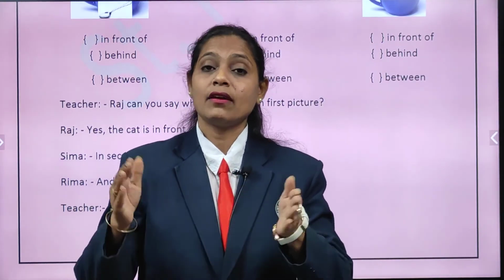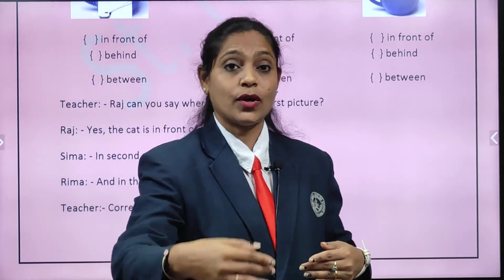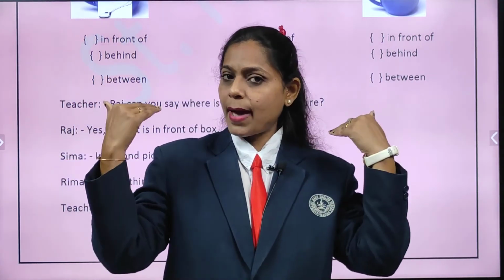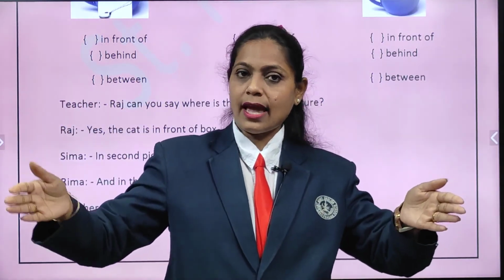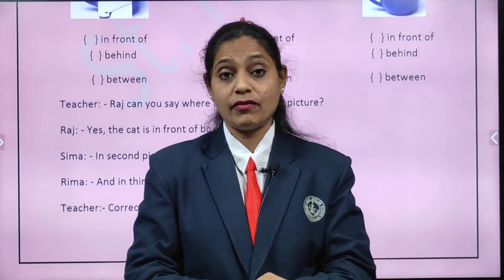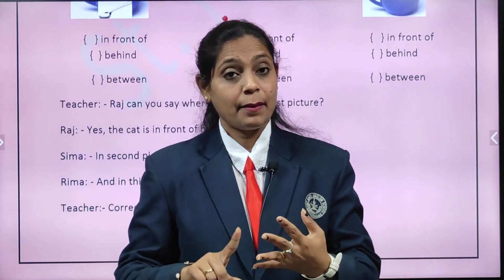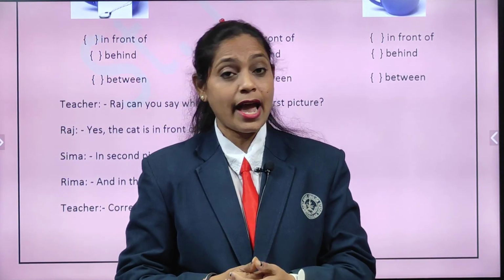So children, now you know when we say in front, when we say behind, and when we say between. When an object is there and another object is in front, we call it in front. When one object is there and the thing is at the back, we call it behind. And when there are two things and anything is in the middle, we call it between. So next time when we meet, I am going to ask you when we use in front, behind and between. You are all good children, so study well and prepare well.